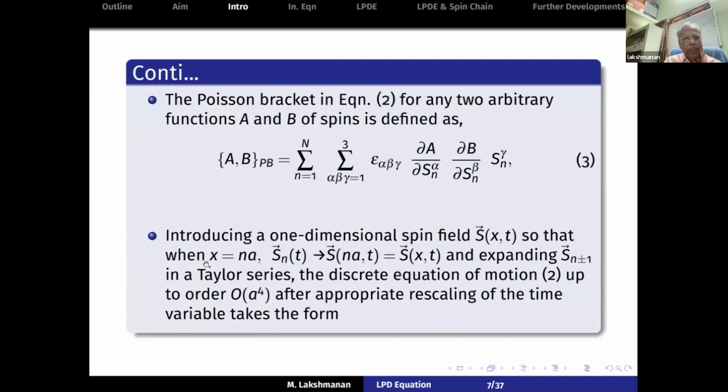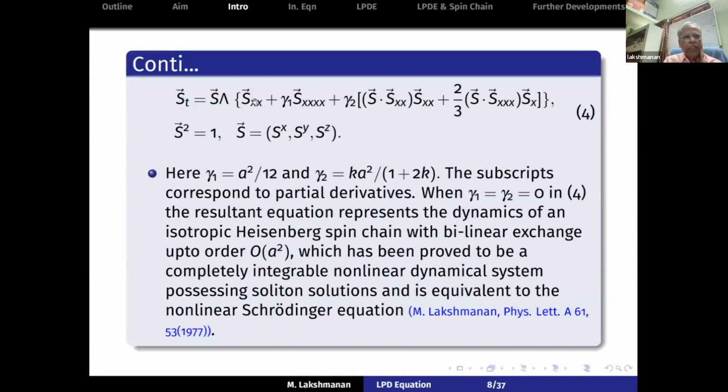Expanding the n plus or minus 1 terms as a Taylor series, one obtains the continuum equation up to order a to the 4th as S_t equals S vector product S_xx, which means the second derivative d squared S by dx squared. That is the standard Heisenberg spin chain in the continuum limit. The next order correction, the fourth order correction, has coefficient gamma 1, where gamma 1 is a squared by 12, and a is the inter-lattice spacing parameter, which is quite small. And then for the biquadratic exchange term, gamma 2 is K a squared by 1 plus 2K.